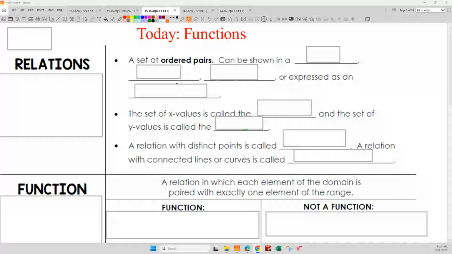This is going to be mostly review. So first of all, we're going to talk about functions, but we're going to compare and contrast functions and relations. Before we talk about functions, we want to talk about relations in math.